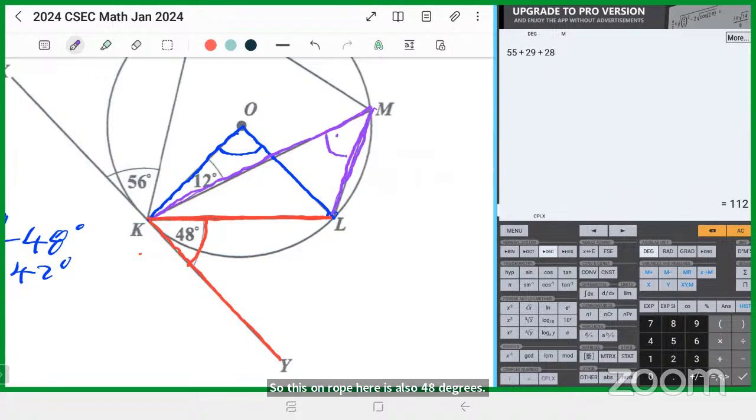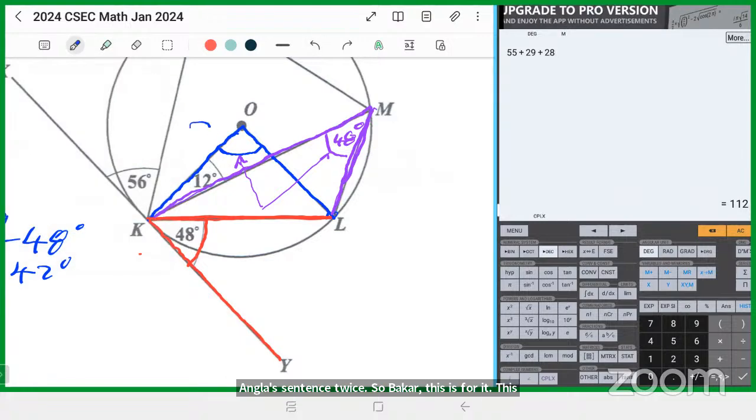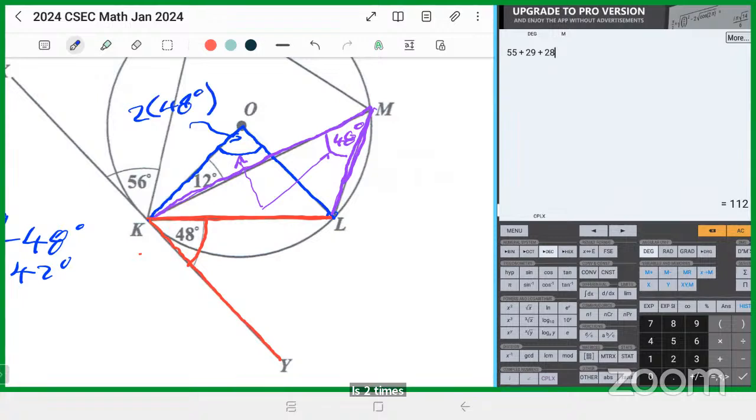This angle is 48 degrees. Now why am I getting that one? Because now this chord that is subtending this angle at the circumference, 48, is the same chord that is subtending this angle at the center. And that one at the center must be twice. The center rule says the angle at the center is twice the angle subtended at the circumference when they are subtended by the same chord. So because this is 48, this angle in here that we want is 2 times 48 degrees, which is 96.